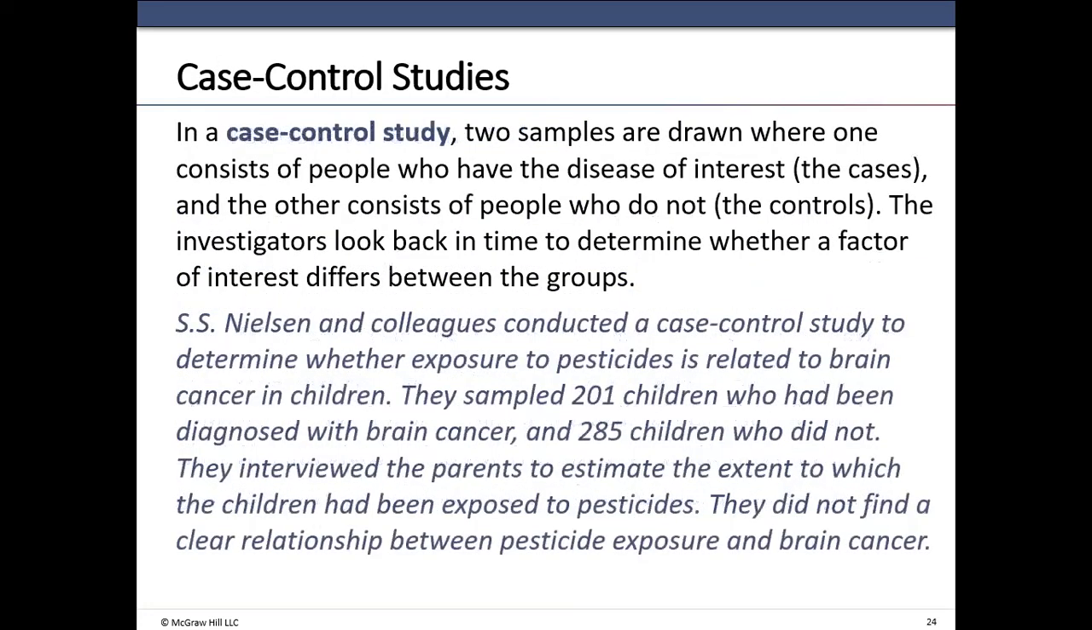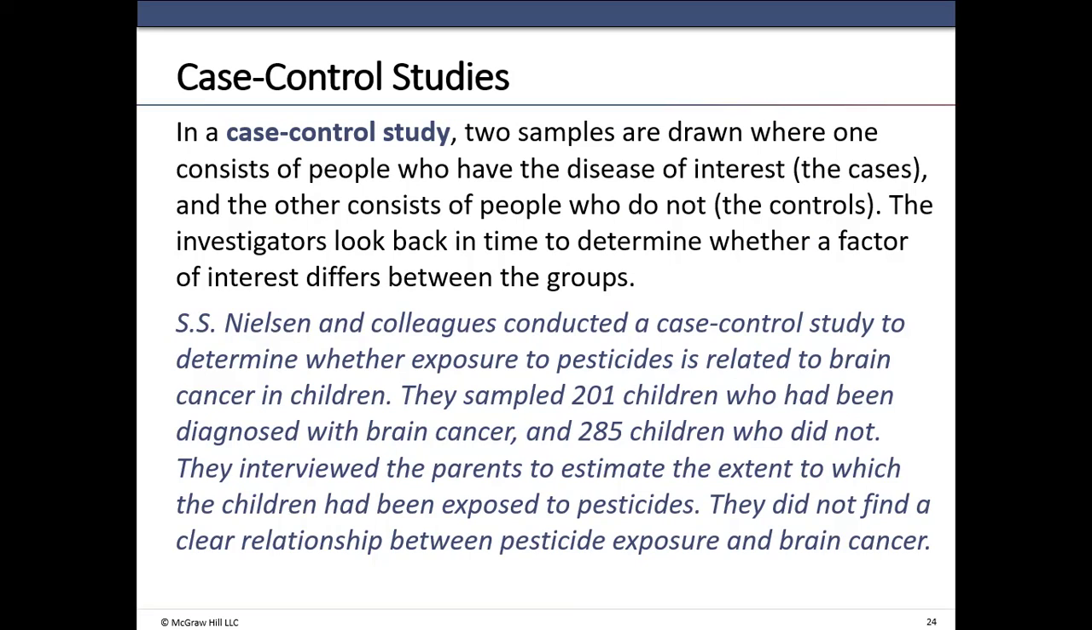In a case control study, two samples are drawn: one consists of the people who have the disease of interest, the cases, and the other consists of people who do not, the controls. The investigators look back in time to determine whether a factor of interest differs between the groups.